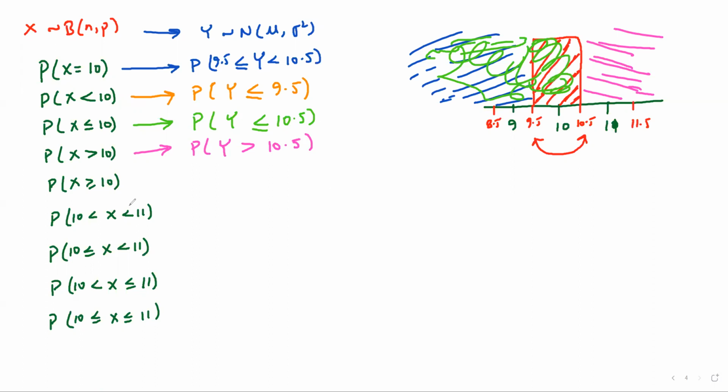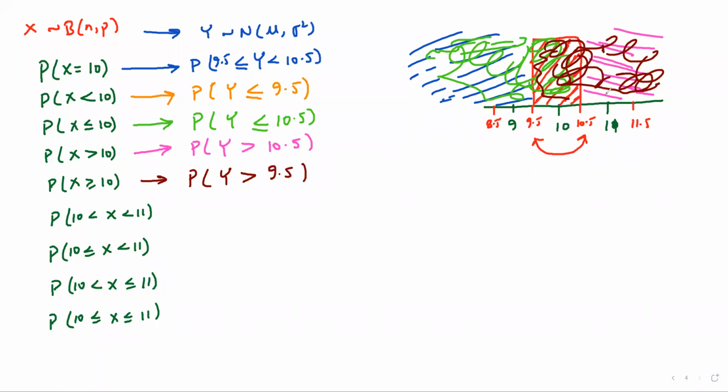Now, when it says greater than or equal to, look at this. There's an equal to mark here. So we're going to consider the area after this 10, and now this rectangle is going to be a part of this brownish area here. So this is going to be the probability y is greater than 9.5. Okay, guys, greater than 9.5.